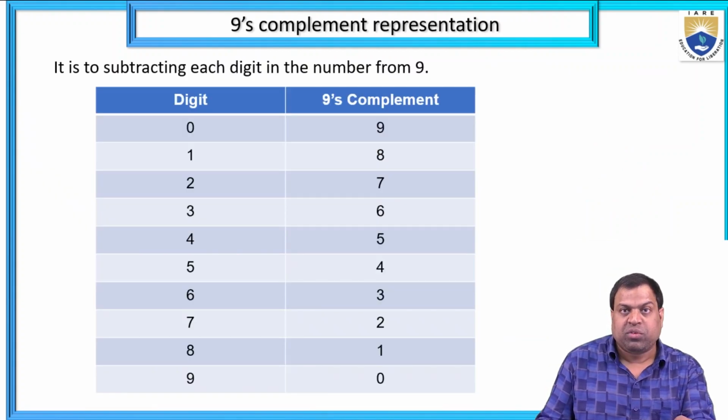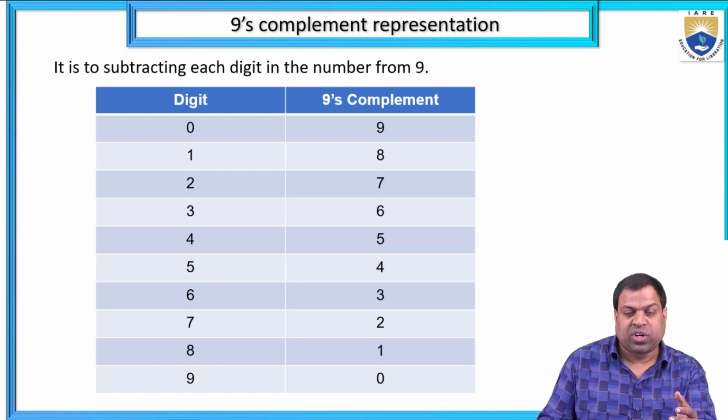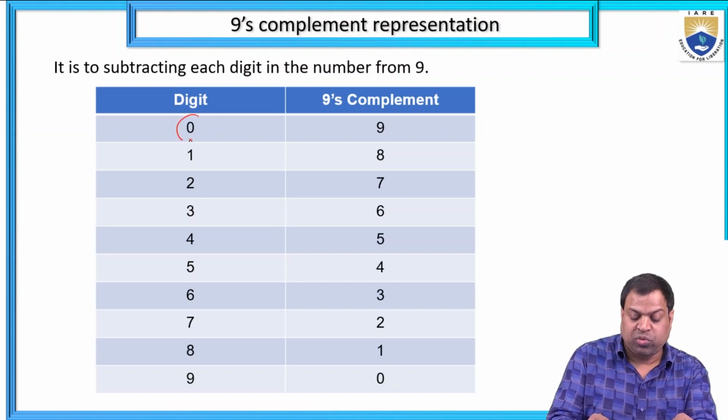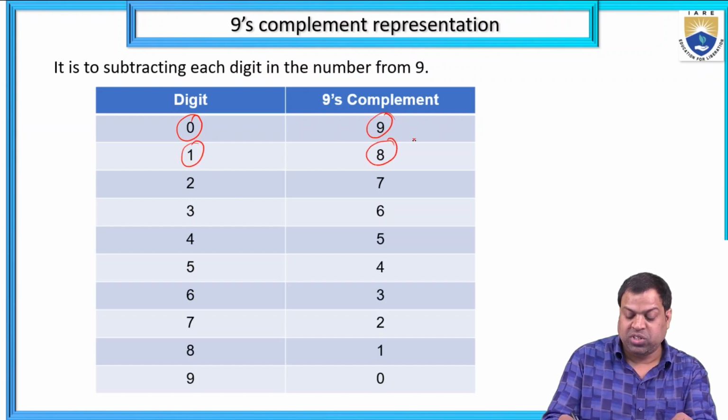And a very important one, 9's complement representation. It is also mostly used for subtraction. It is done by subtracting each digit in the number from 9. From the number system, we are subtracting the number from 9. That is called 9's complement. Suppose my input value is 0. What is the 9's complement of this? 9. Suppose my input value is 1. What is the 9's complement? 8.